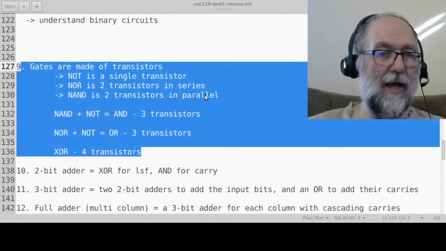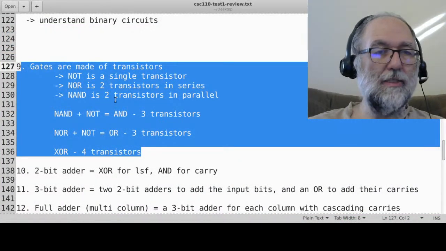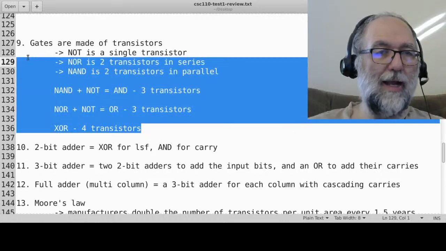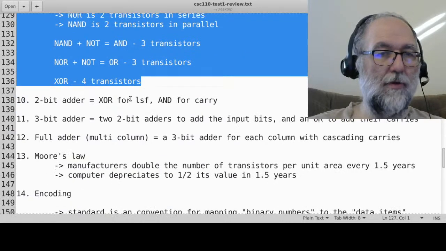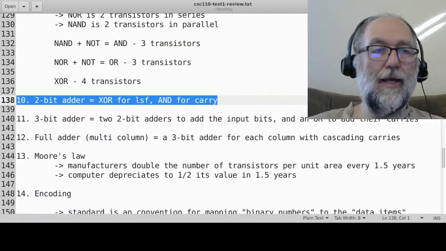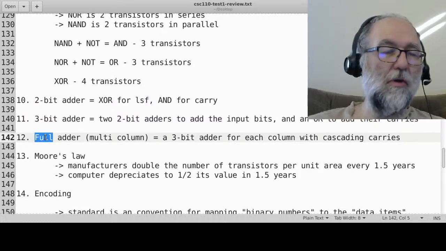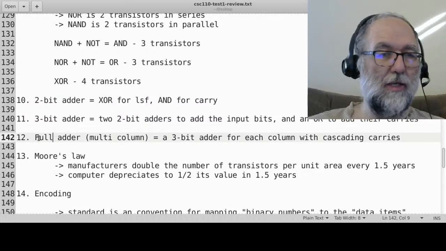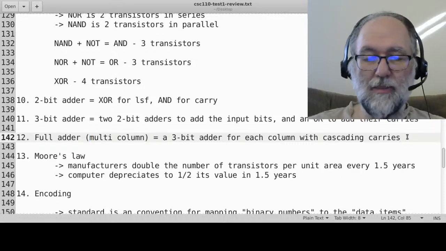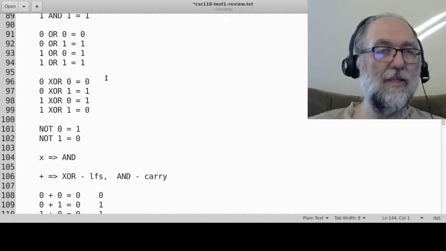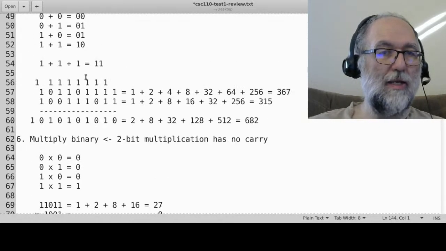All right, let's switch back. So basically this is how gates are made out of transistors, so you need to know that. Okay, and then I do want to get up to the full adder, and just to be very clear about what a full adder is. Okay, so you say, well, what's a full adder? It means a machine that can do exactly what we did right here.